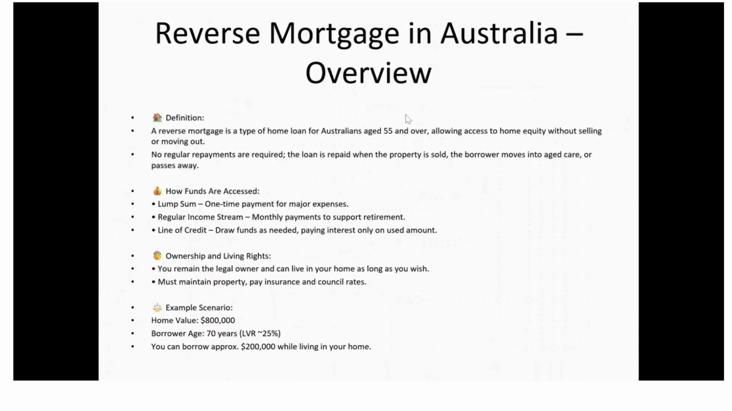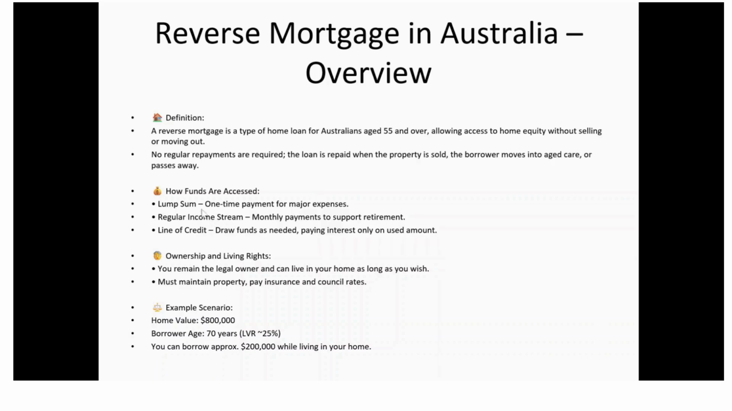A reverse mortgage is a special loan for homeowners aged 55 and over. It lets you tap into the equity you've built up in your home without having to sell it or move out. The key feature? No regular repayments. You don't have to pay back a cent until you sell the home, move into aged care, or pass away.